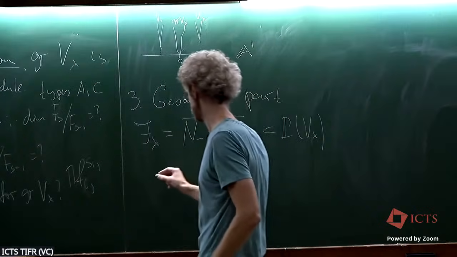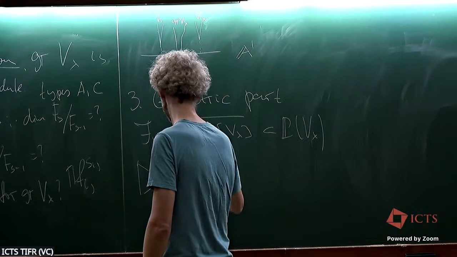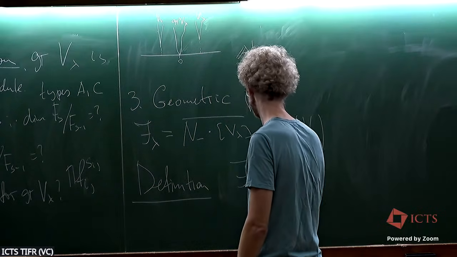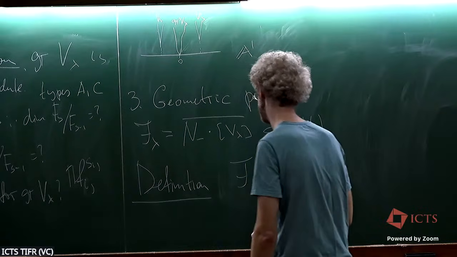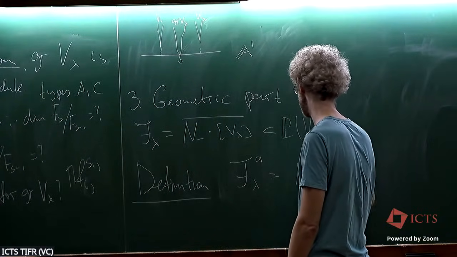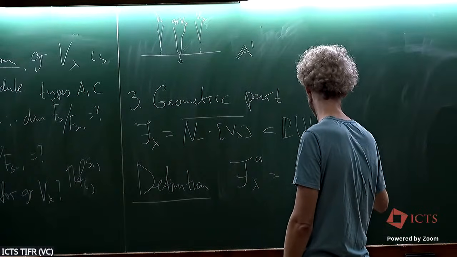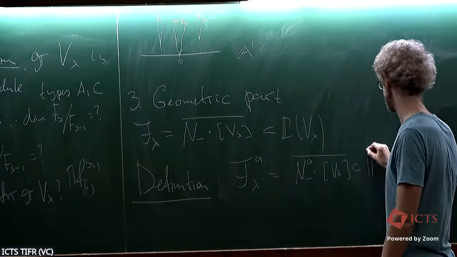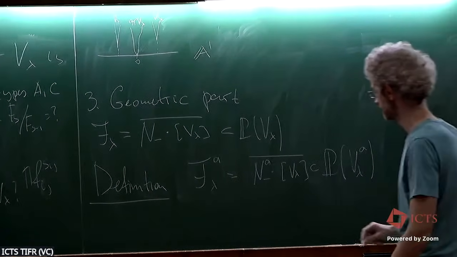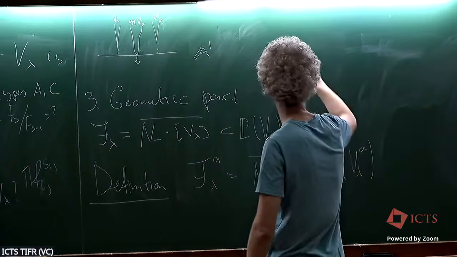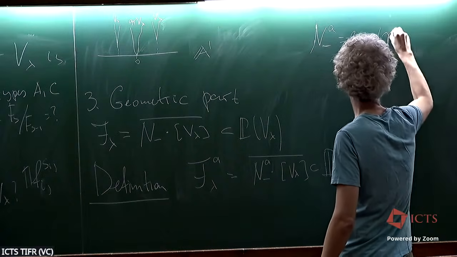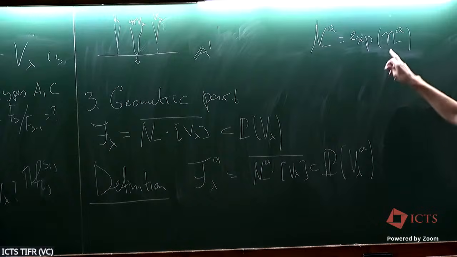Now we put forward the following definition. Our abelian version F lambda A is the closure of the orbit of n minus A applied to the line V lambda, inside P of V lambda A, which is the graded space of V lambda. And this n minus A is the exponent of n minus A, just the Lie group of the Lie algebra n minus A.